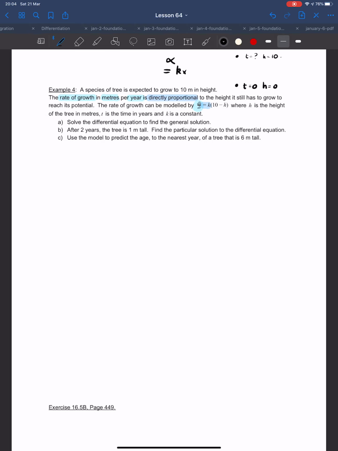And the height it still has to grow to reach its potential. Well, it wants to be 10, and it's still got to grow 10 minus h. So if it's 6, it's still got to grow 4. The height it still has to grow, so it's 10 minus 6 is 4. So it's 10 minus h for that bit there. Okay, solve the differential equation. It's got dH by dt equals k times 10 minus h.